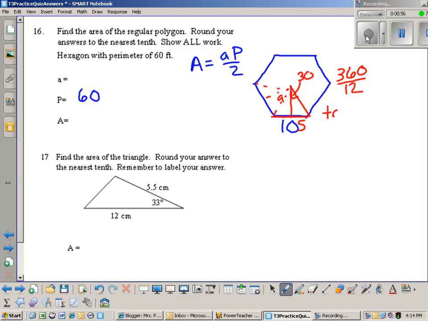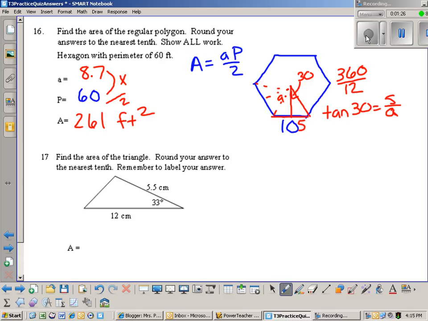So the tangent of 30 equals 5 over a. With a on the bottom, you're dividing, so we should end up with an apothem of 8.7. And so then once we have an apothem of 8.7, we're going to multiply these two and then divide by 2 to get an area of 261 feet squared.